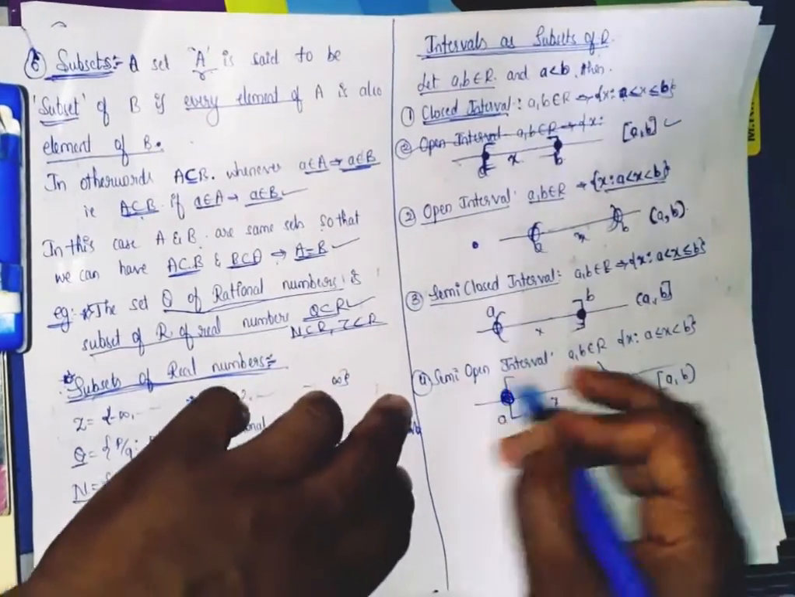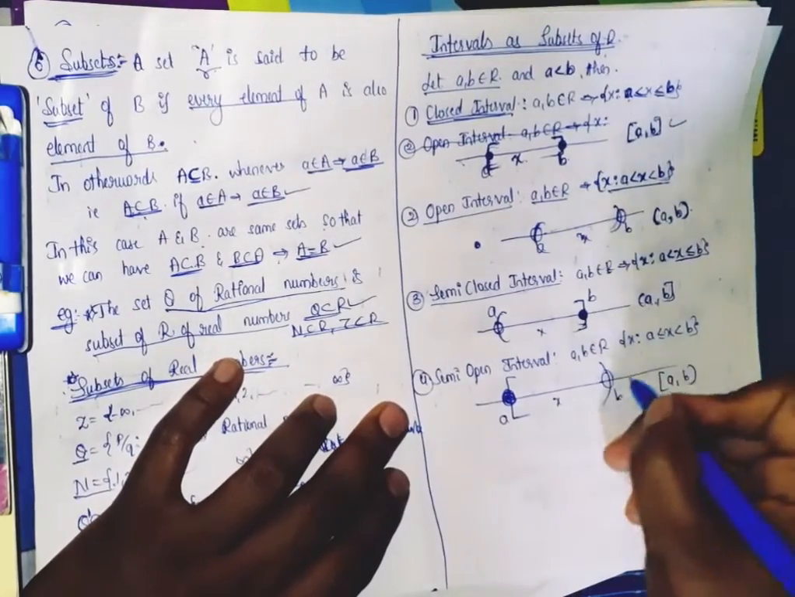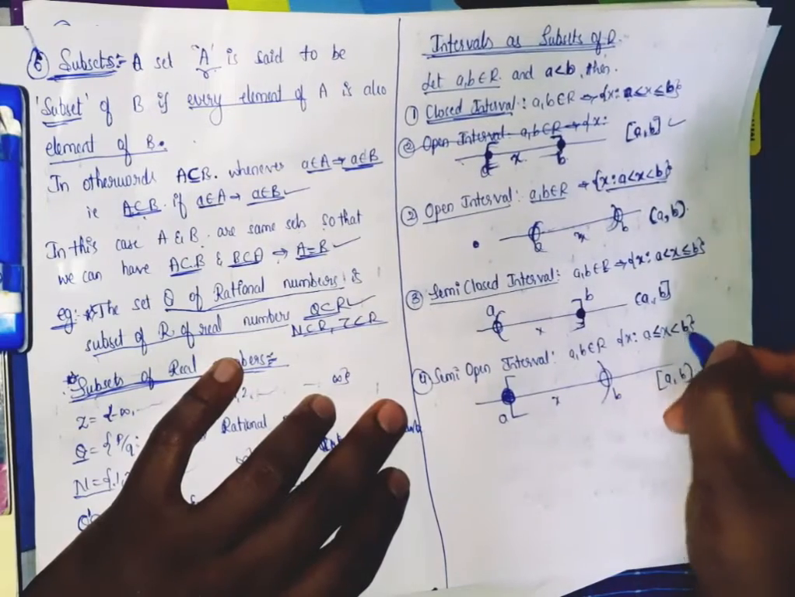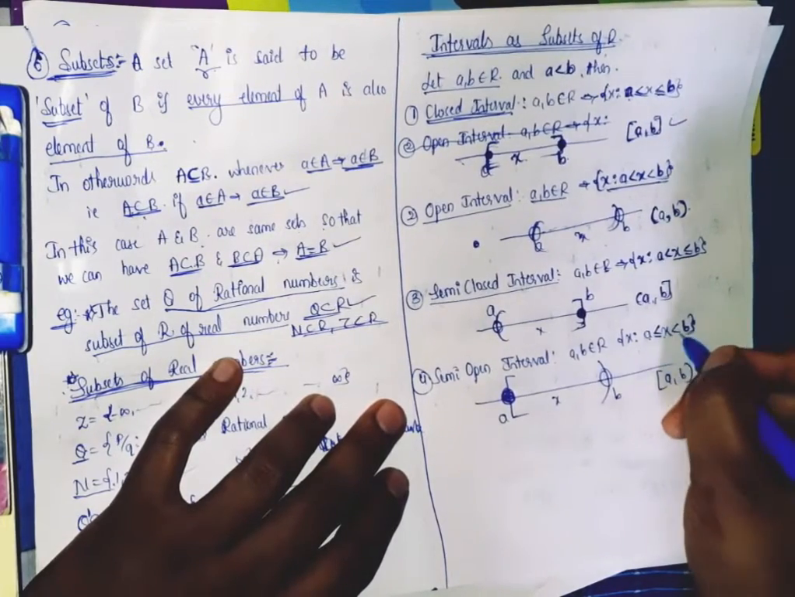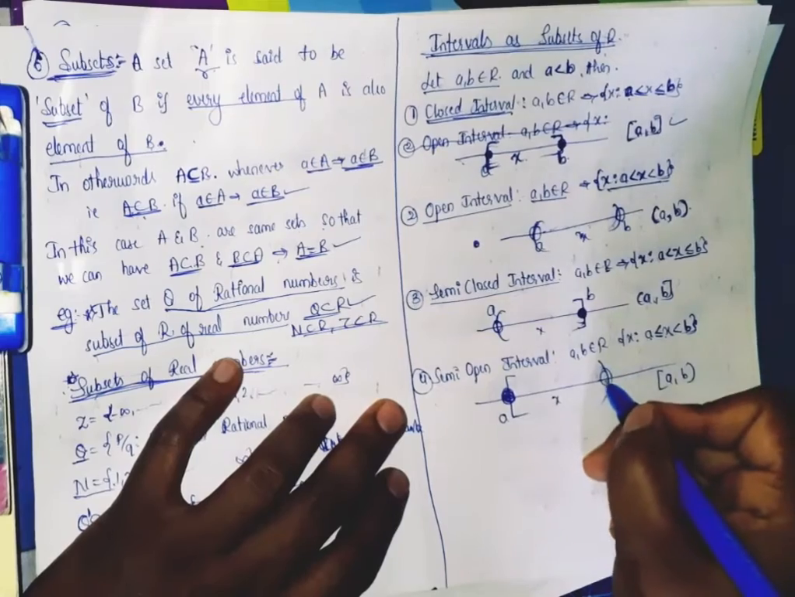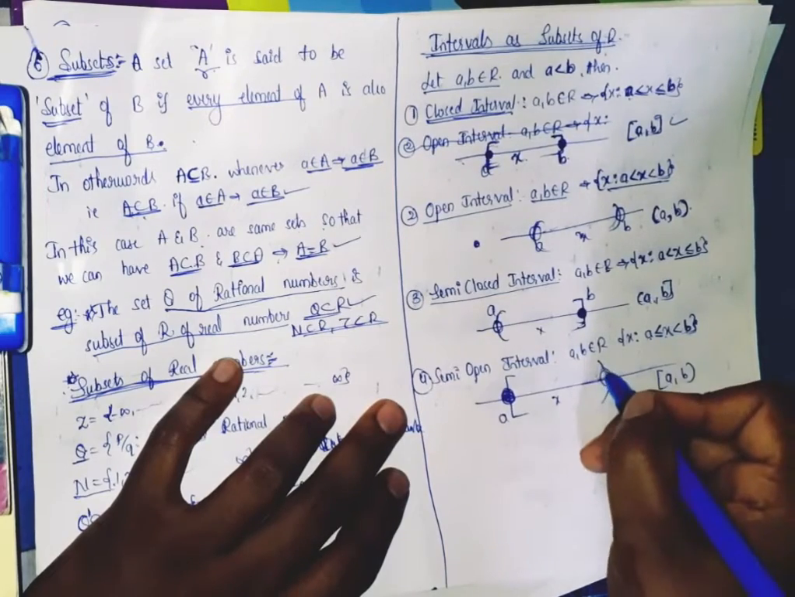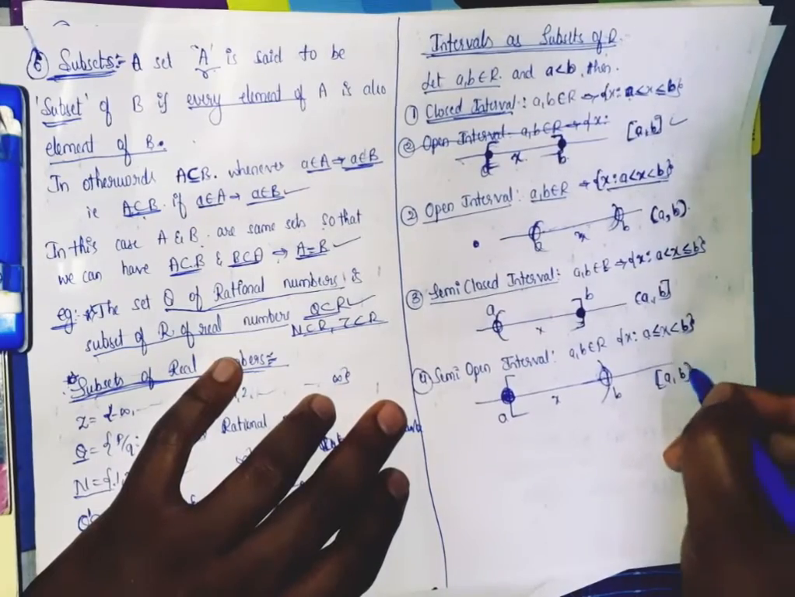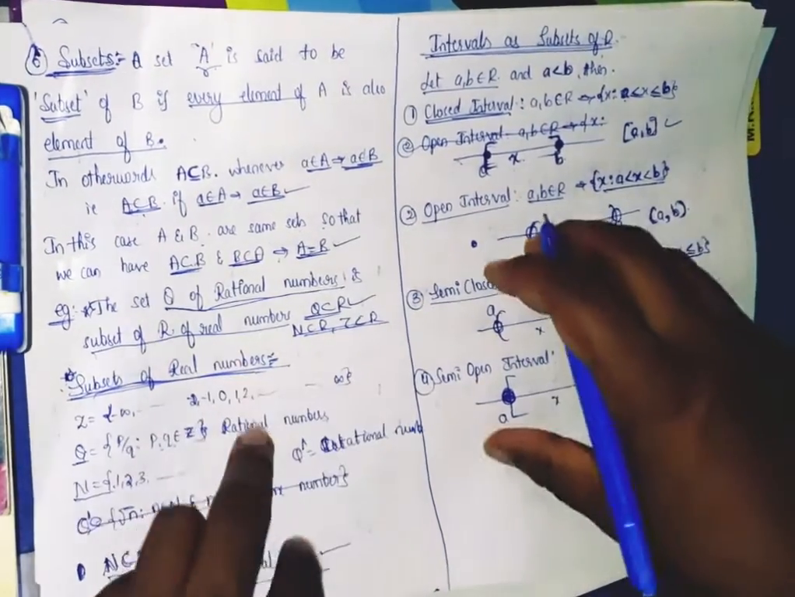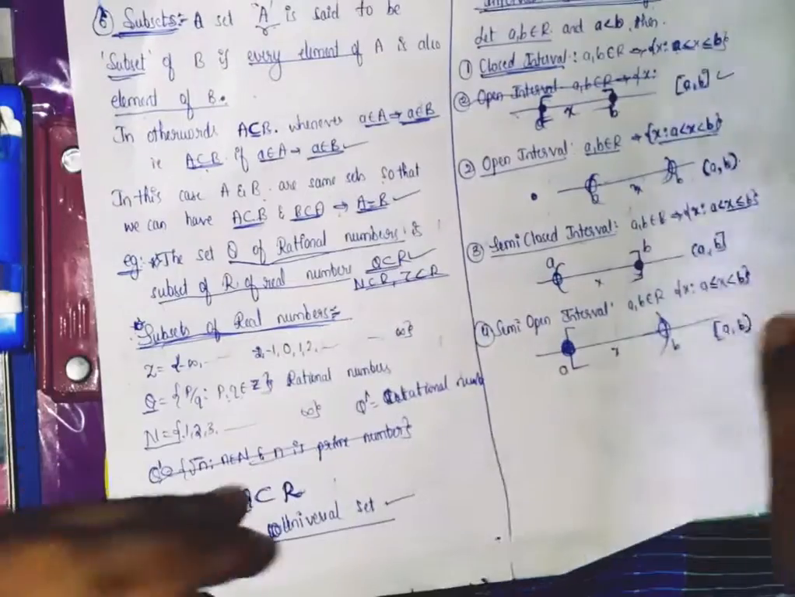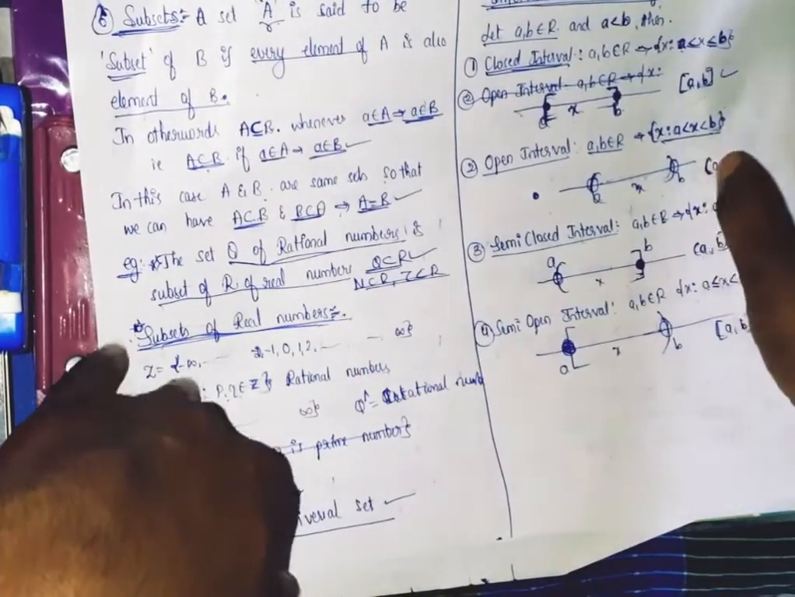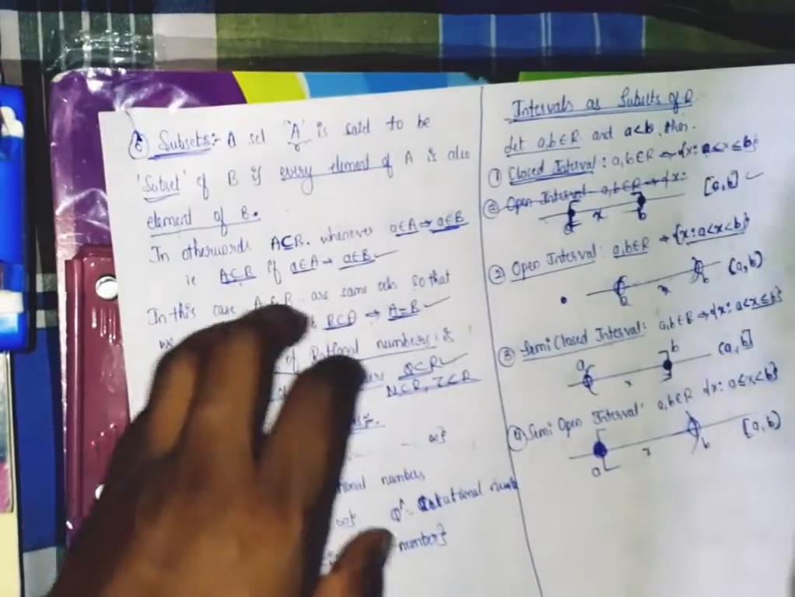And semi-open interval, in this interval x is less than or equal to a is less than or equal to x, but x must lie within the b. Here x must lie within the b but not on the b. That is why it is a semi-open interval. So this is about intervals of subsets of R, and this is about subsets of real numbers, and we very clearly know about the subsets of R.